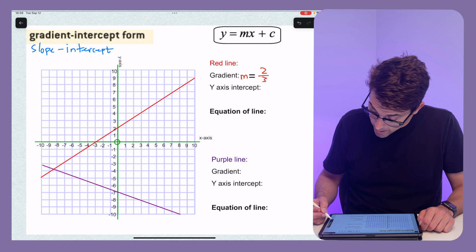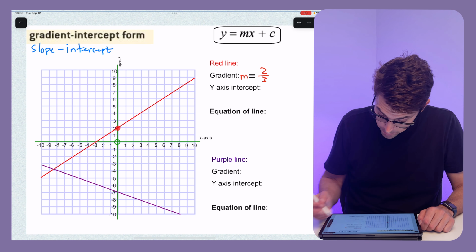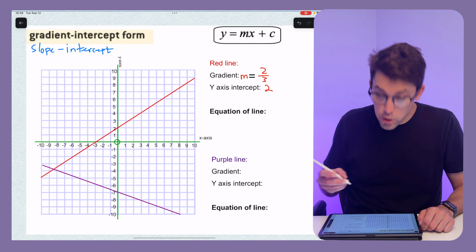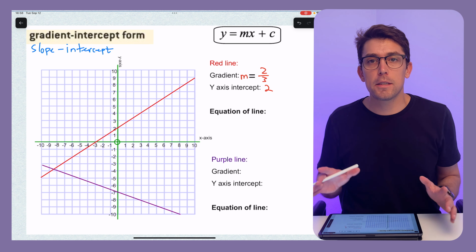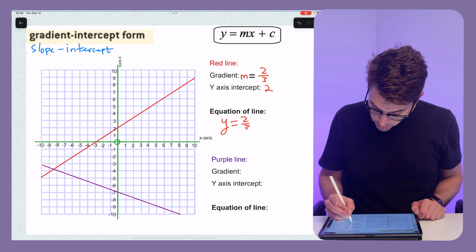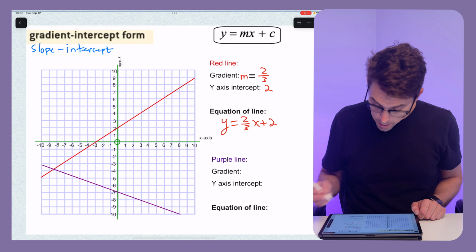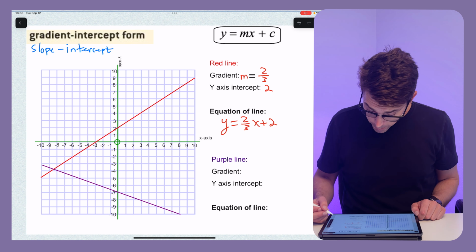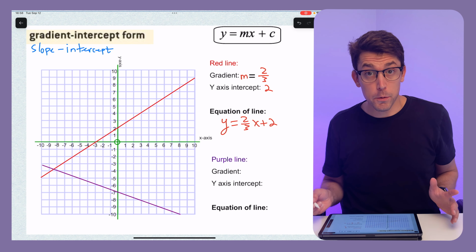And what is my y-axis intercept? Right there, it's 2. Knowing just those two easy to find pieces of information, I can go ahead and write the equation y equals 2/3 x plus 2. That's going to give me that equation. If you put it into a graphing calculator, you'll find that it equals the same thing.